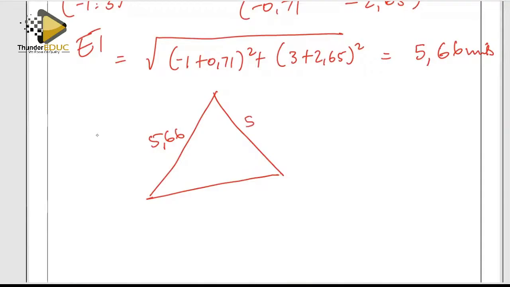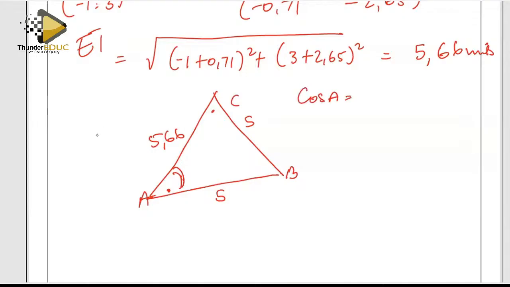Okay. So now if our triangle is in this format, this is 5,66, that's a 5, and that is also a 5. What do you think? It's going to be done because we know that this angle must be also the same as that. Something is off here, but it's fine. I'll find it out. So then I'm going to use the cosine rule to find this angle.